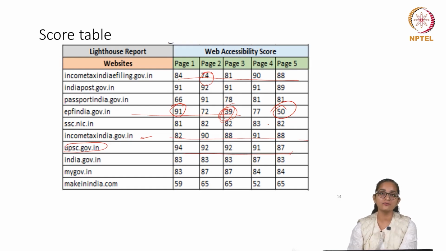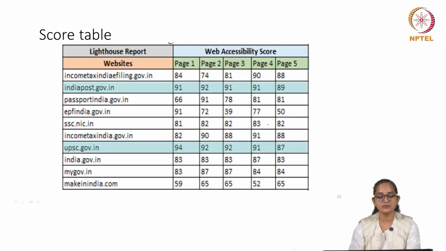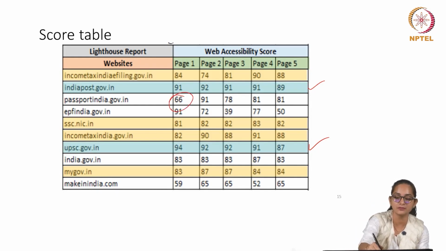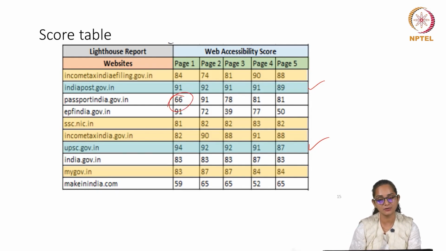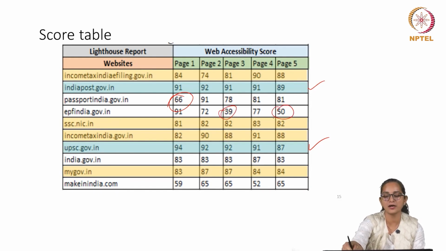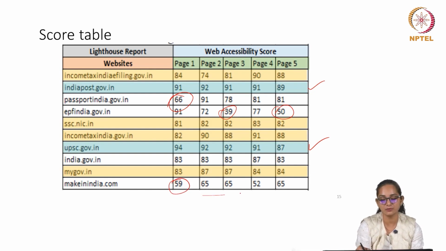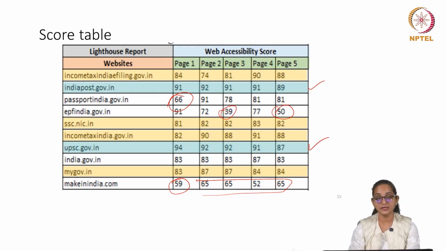So, it gives you an idea of where to start, what to do first. As I mentioned, some of them are reasonably accessible and some of them are somewhere in the middle. Remaining, some pages are very bad. For example, the Passport Seva index landing page is really bad. EPF, we saw, has a couple of pages very bad. Make in India, the landing page itself is very bad. Most of the other pages are very low. So, it gives you a certain sense of understanding of what to fix, which pages need to be worked on more diligently.